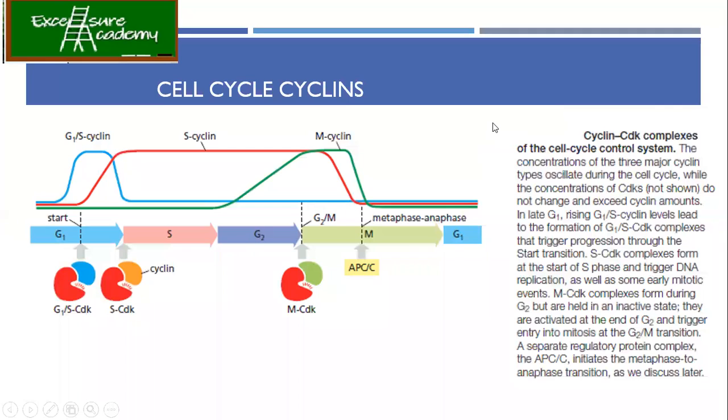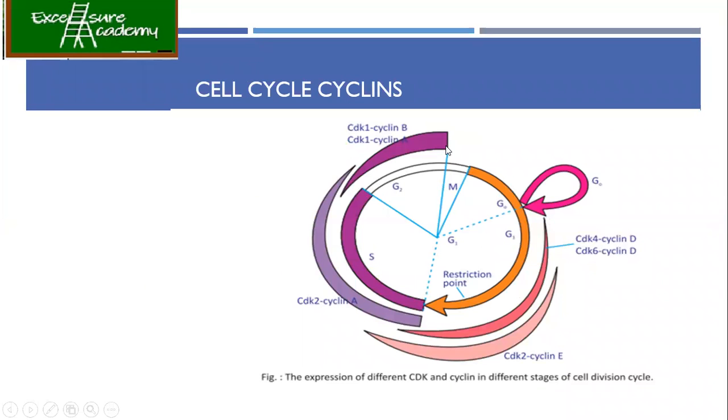Now the same thing has been explained in a different diagram also. Here it is the same concept with different terminology. You can see that the G0 phase is also called the resting phase or the quiescent phase, where the cell is inactive and is not undergoing any phases of the cell cycle.